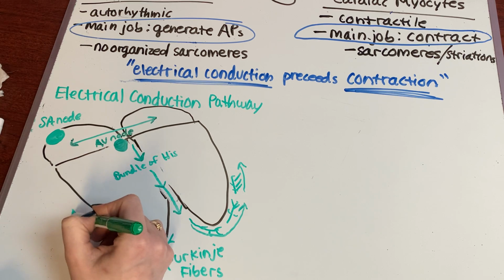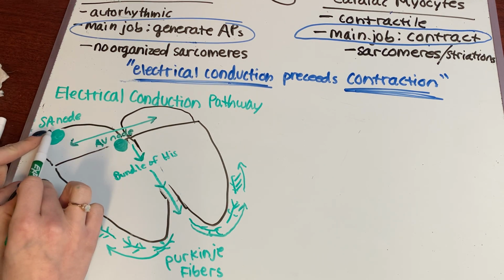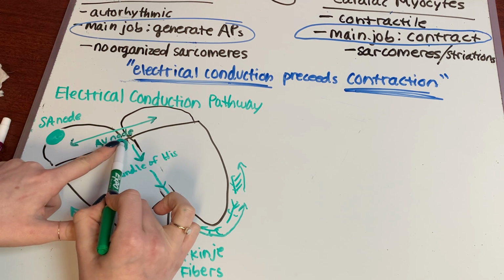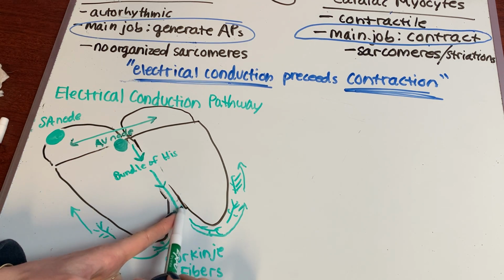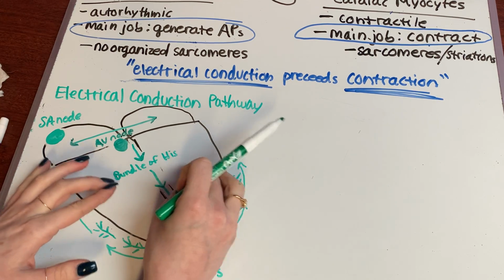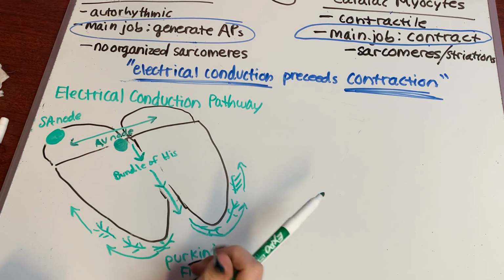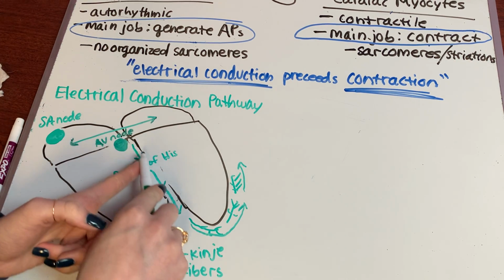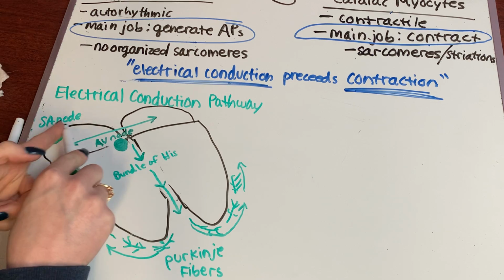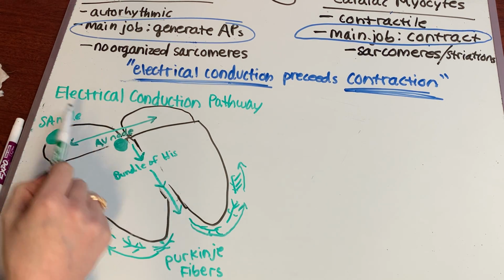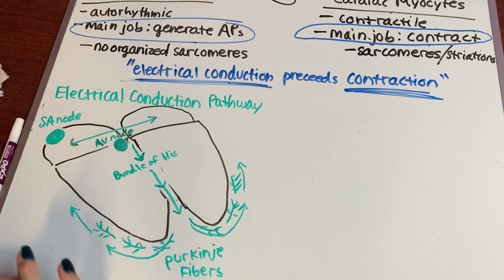Okay, so that's really the pathway. SA node, atrial depolarization, AV node, down the bundle of His, Purkinje fibers, and then ventricular depolarization. So we're going atrium, down and around, and it just kind of keeps going like that. That's our electrical conduction pathway.